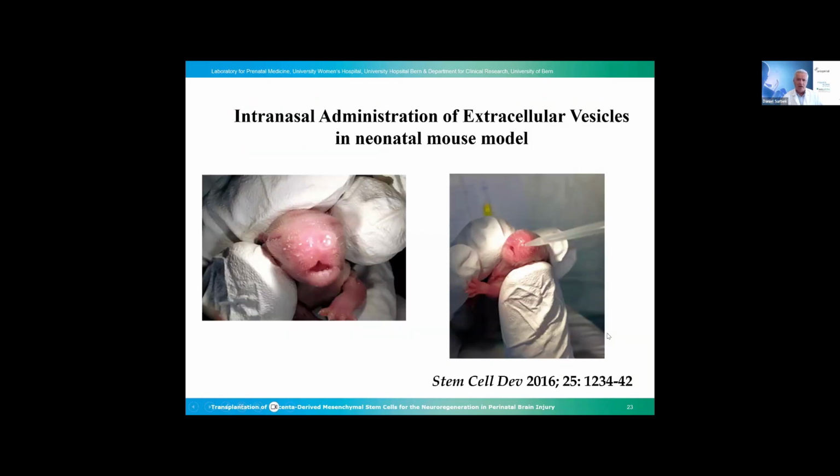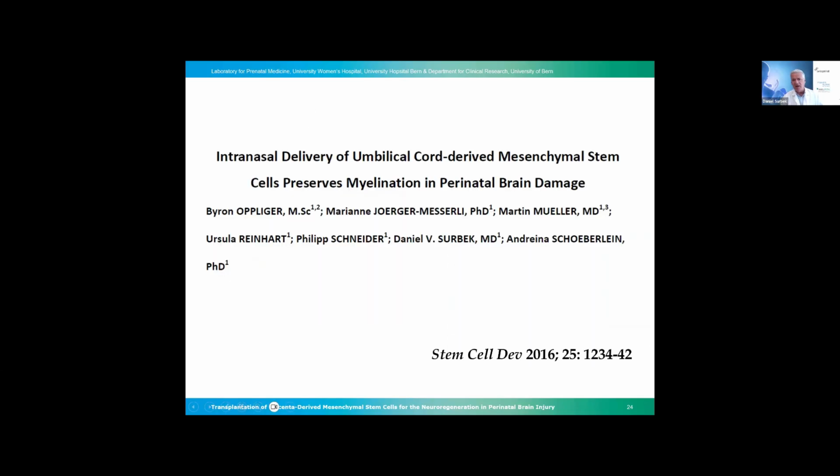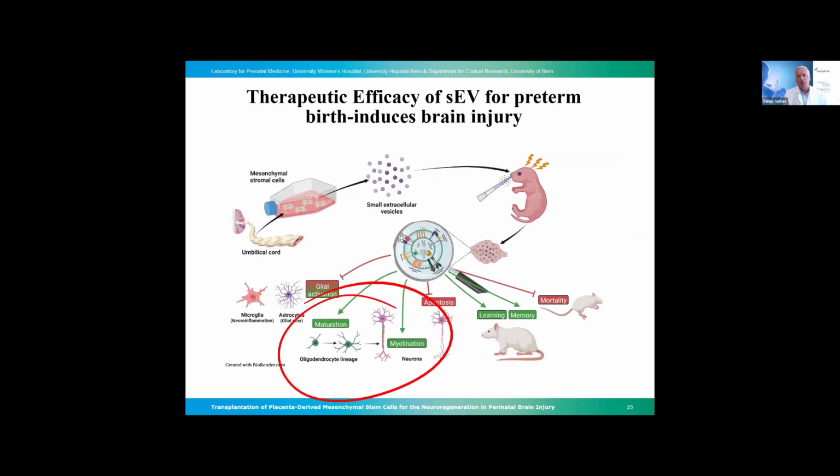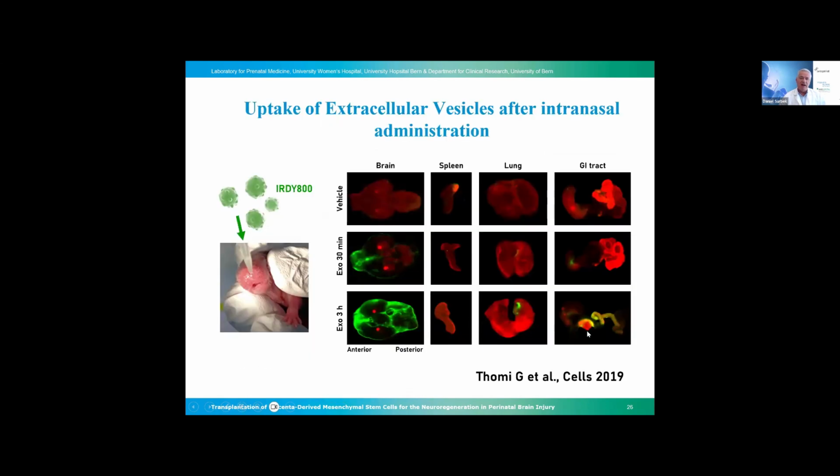And we tested this in these mouse pups, where we administered our extracellular vesicles transnasally. And this was one of the first works, now 10 years ago, where we could show the results of the functional experiments after the administration of these extracellular vesicles in damaged mouse pups. And we could show, not only by analyzing brain tissue but also by functional analysis, that there is an effect.